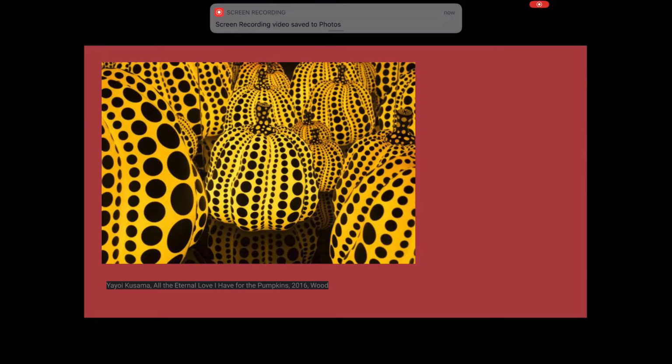Yayoi Kusama is another contemporary artist that we can see making art today, and she has the use of the dot that is being repeated through many installations that she's done. She's done these infinity rooms with dots on dots on dots, along with these pumpkins here. So really fun pieces. So here's an infinity room example.